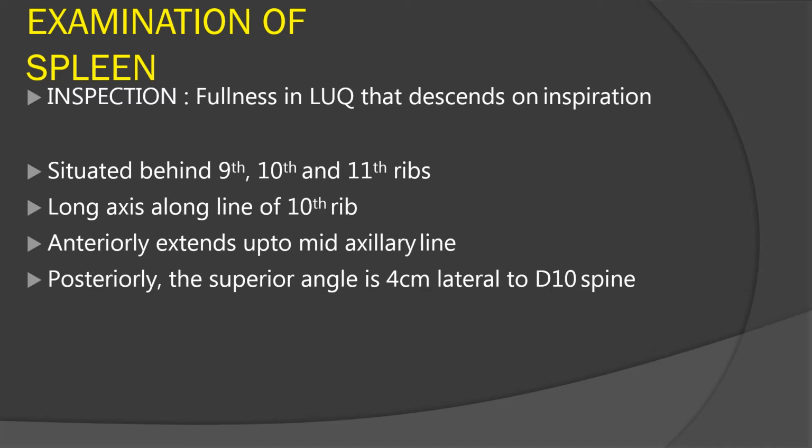Coming to examination of spleen, in the inspection, we can note the fullness in the left upper quadrant that descends on inspiration. This is situated behind 9, 10, 11th ribs along the long axis of 10th rib. Anteriorly extends up to mid-clavicular line. Posteriorly, the superior angle is 4 centimeters lateral to D10 spine.